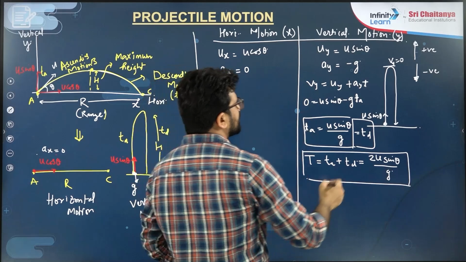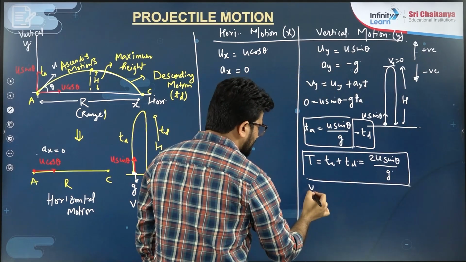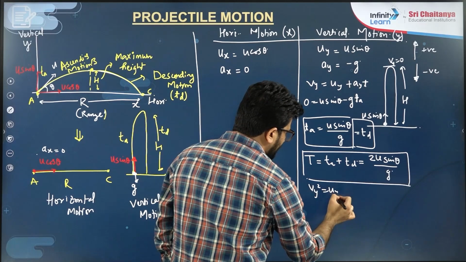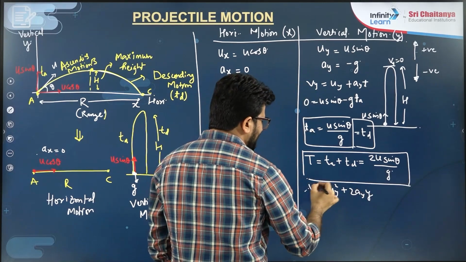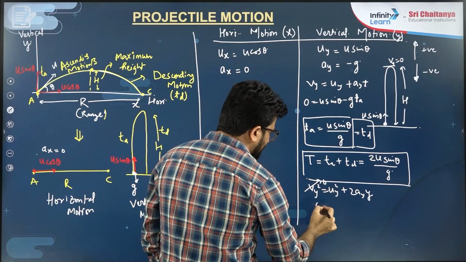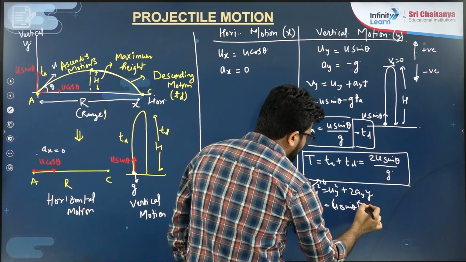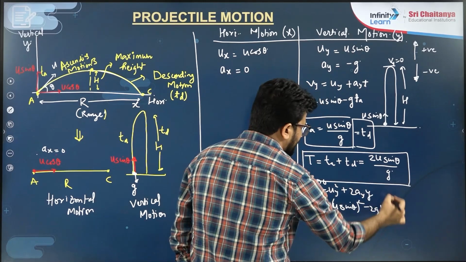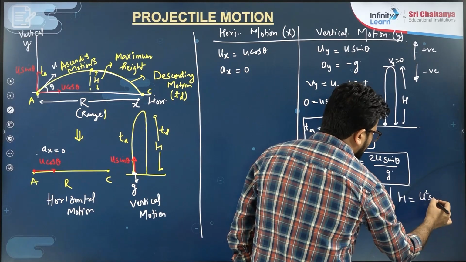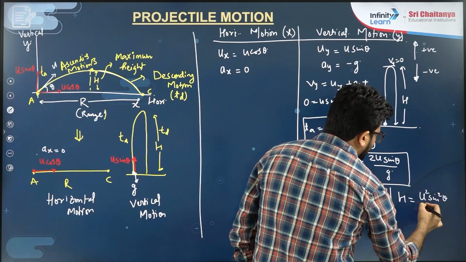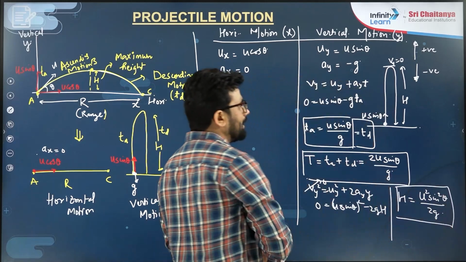If we ask what is the maximum height attained, that is also very simple. You can use the third equation, v square is equal to uy square plus 2ay y. Definitely the final velocity at the highest point is 0. So 0 is equal to (u sin theta) whole square minus 2gh. So from here you can say h is equal to u square sin square theta divided by 2g. It's the maximum height attained by this particle.